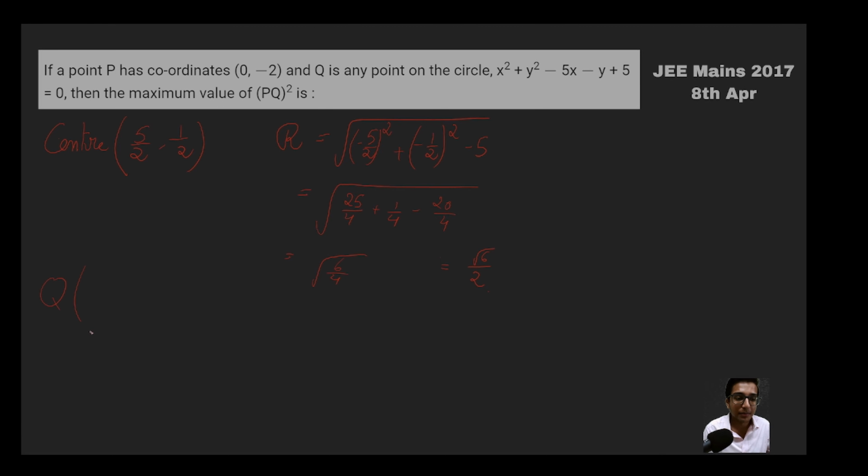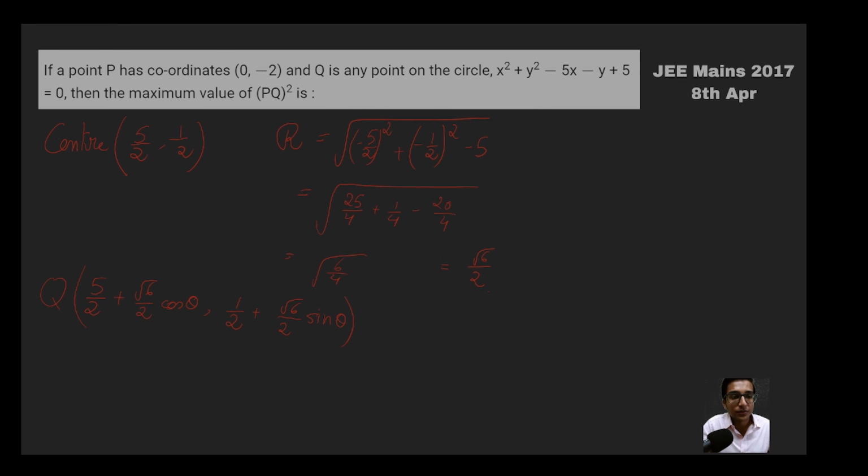Now we know the radius of our circle, we know the center, and we know how we can write down the parametric form. Whenever a center is given for a circle, it used to be h plus r cos theta comma k plus r sin theta. So let us write that down. We get 5 by 2 plus r cos theta comma k plus r sin theta. So this is our parametric form of point Q.